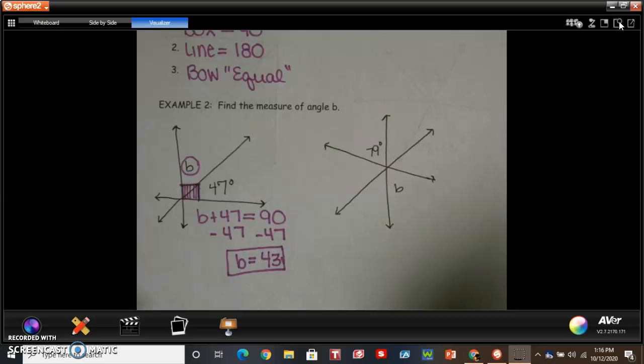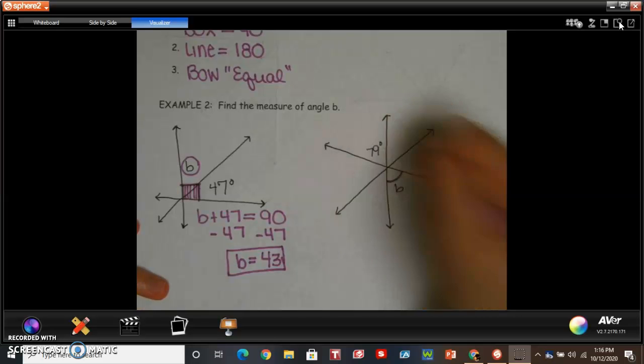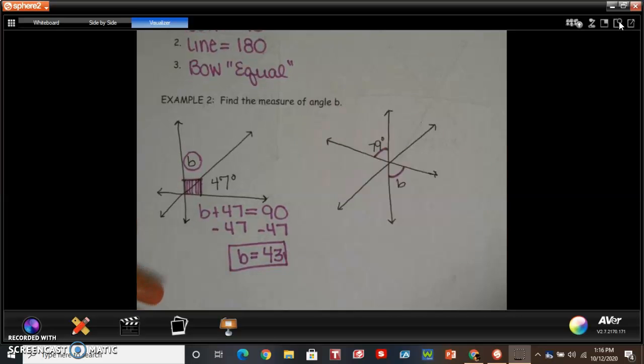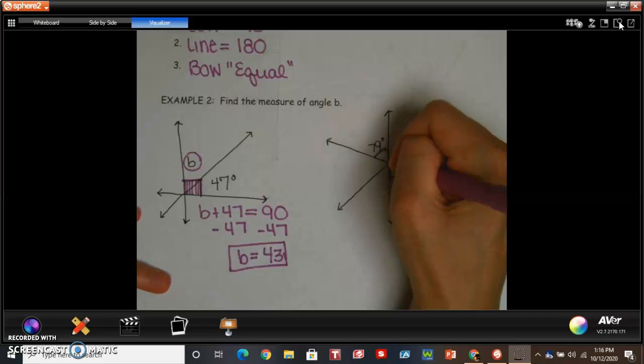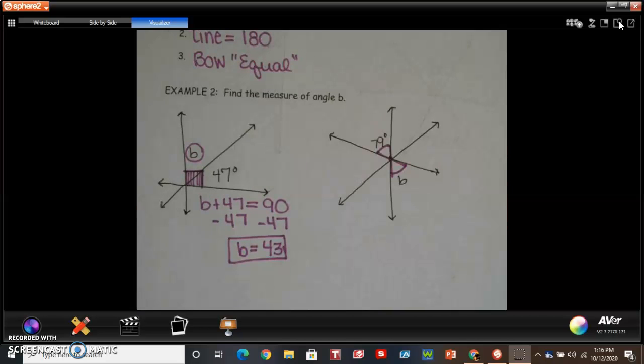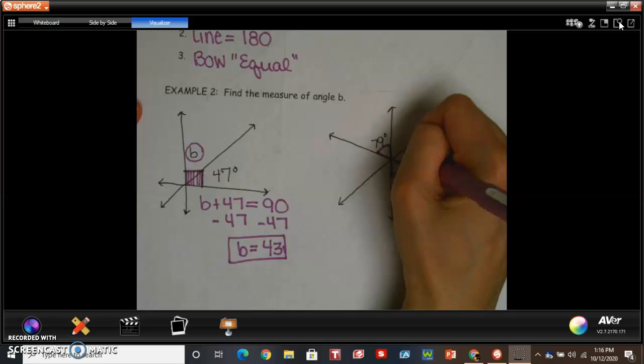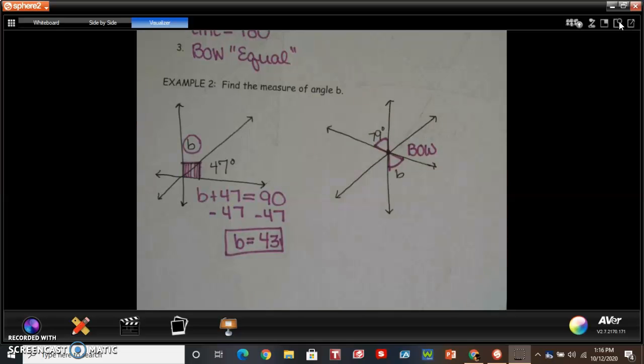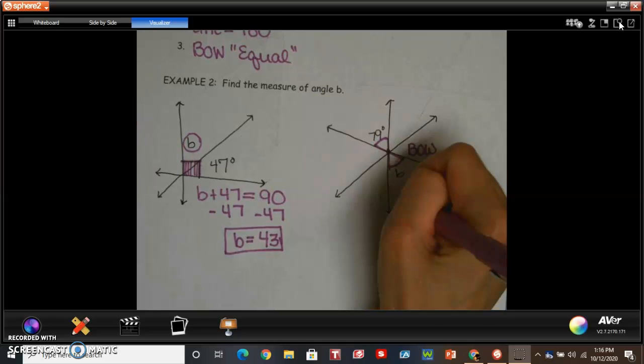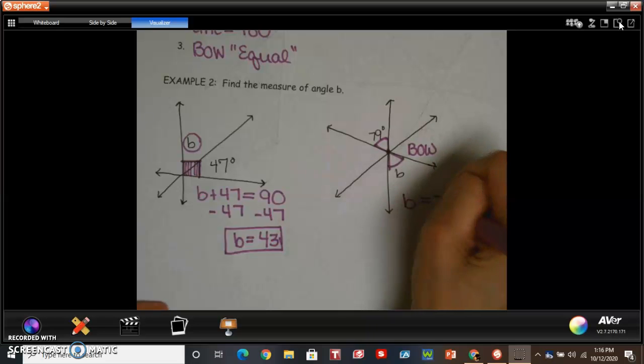Let's look at this next one. Here's angle B that we want to know. Here's the angle we do know. So we need to know, are we creating a box, line, or bow tie? It is a bow tie. Okay, they are vertical, which means they're equal. That means B just simply equals 79.